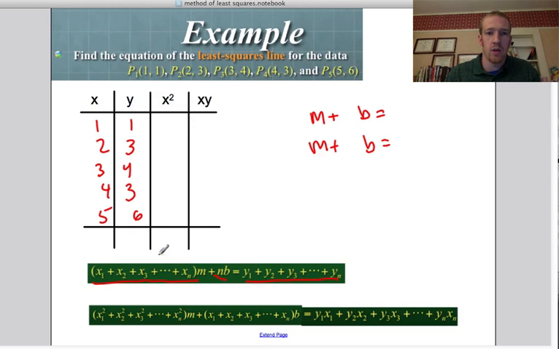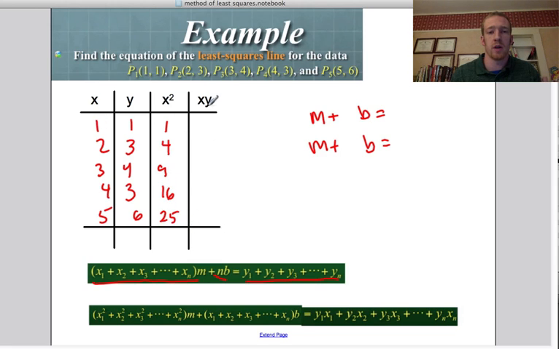So now we're going to add all these columns, and we're also going to figure our x squared, and we're going to total these 4 columns. So our x squared is going to be 1 squared is 1, 2 squared is 4, 3 squared is 9, 4 squared is 16, 5 squared is 25.